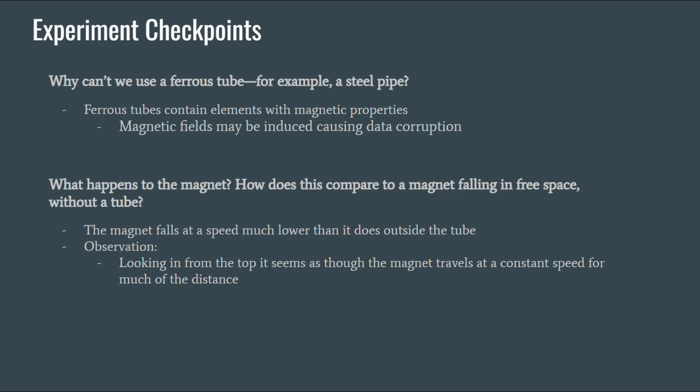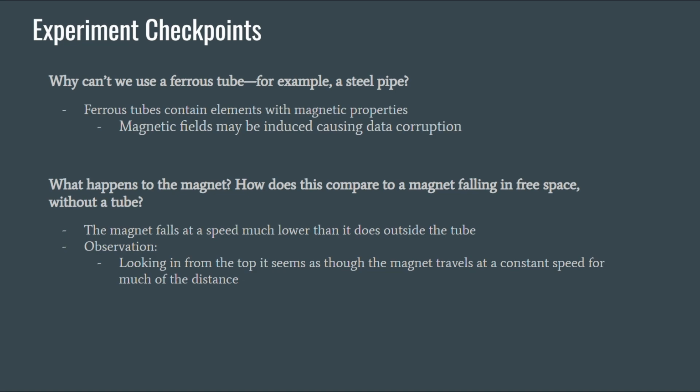Why can't we use a ferrous tube, for example, a steel pipe? Well, we have to think about what would be in a ferrous tube, something that has magnetic properties such as iron, and there could be induced magnetic fields that would cause data corruption, which would skew data and make the lab inaccurate.